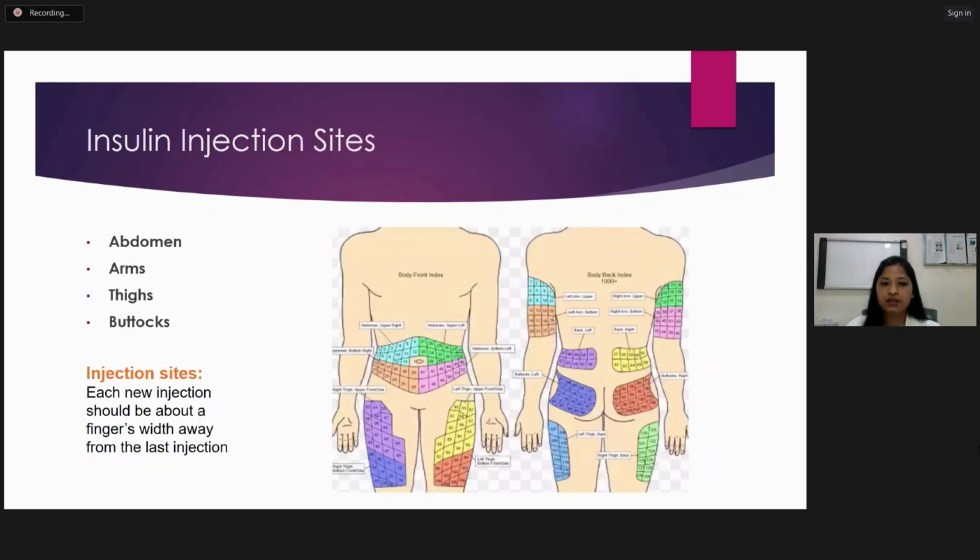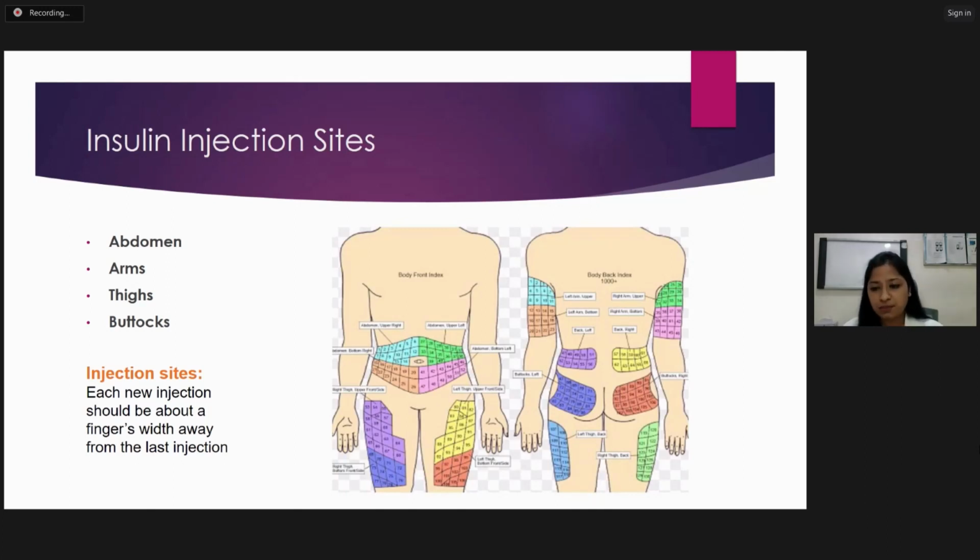After loading the pen, it is important to tell the patients about the insulin injection sites. These sites are the abdomen, arms, thighs, and buttocks, according to the absorption. The best absorption site is the abdomen, then arms, then thighs, and buttocks. Each new injection should be about a finger's width away from the last injection. So we have to tell them about the rotation.